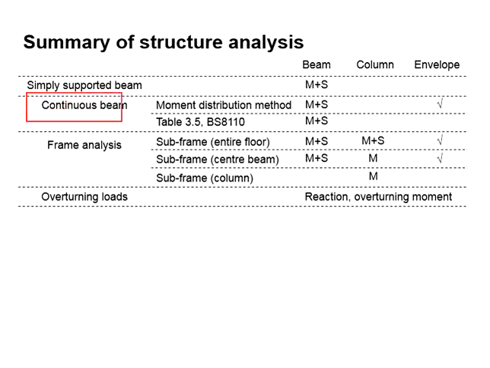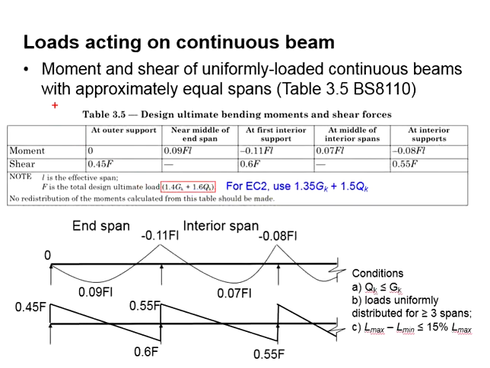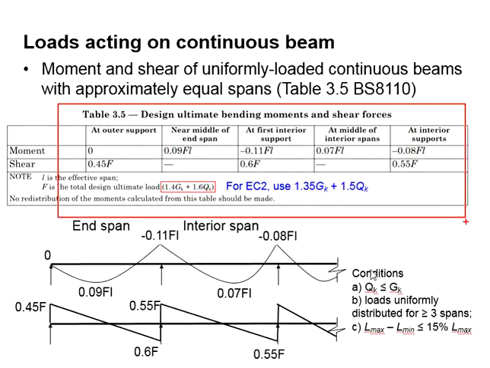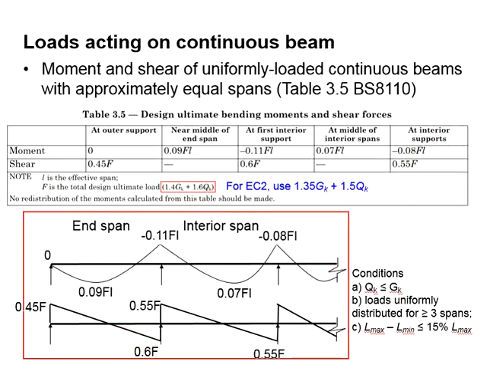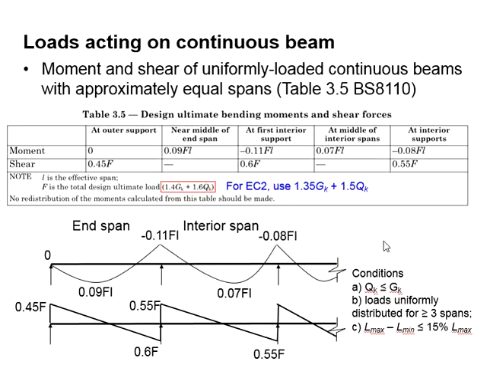Let's say for the continuous beam, Table 3.5 of BS 8110 is also applicable. By adopting the ratios given in the table, you may estimate the shear force and the bending moment acting along the continuous beam. Now, in order for you to apply the table here, you will need to make sure it fits the conditions predetermined by the British Standard.